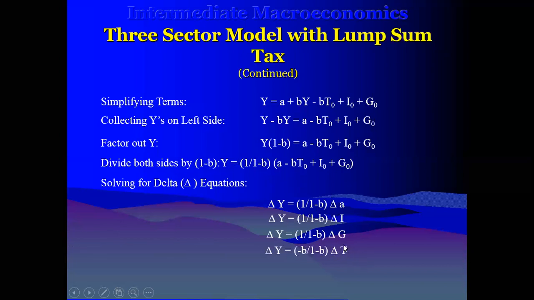The last one, tax. When you differentiate Y with respect to T, you'll be getting minus b over 1 minus b. So the value that you get here, minus b over 1 minus b, should be the change in Y which will result from a unit change in tax. Let's take note of the sign. You see that the sign is negative, which means that if there's an increase in tax, there's supposed to be a reduction in Y.